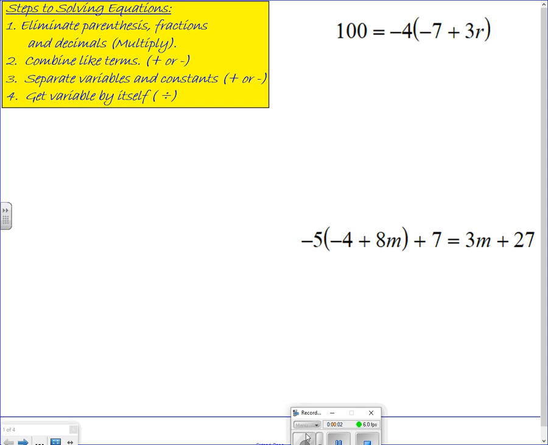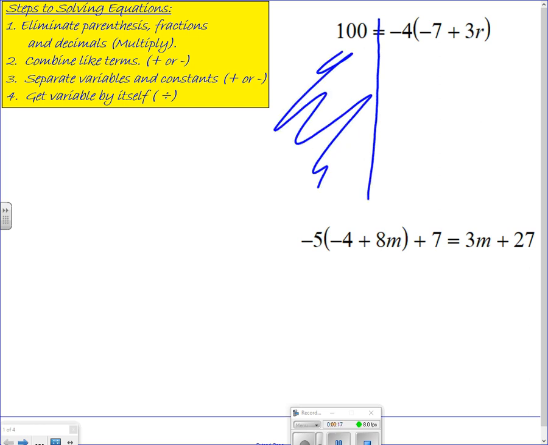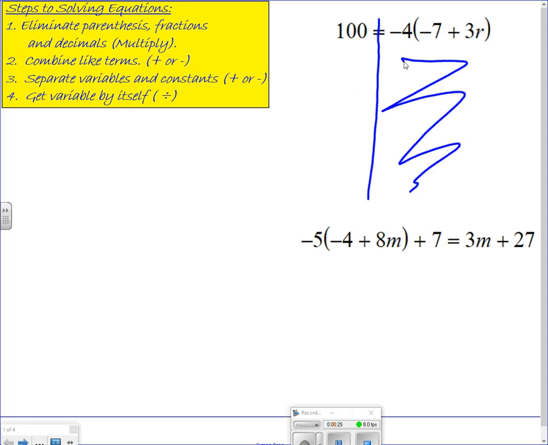Okay, this unit is still solving equations. Remember, to solve equations, we follow the 4 steps given in here. First thing you do is draw a line where the equal is. Everything on this side we consider the left side of the equation, and everything on this side of the line will be considered the right side of the equation. Once you draw the line, follow the steps.